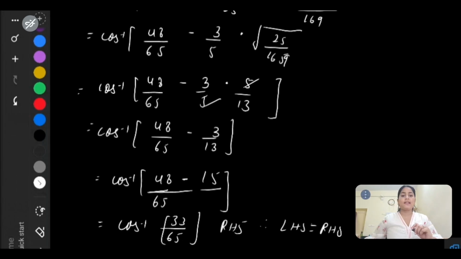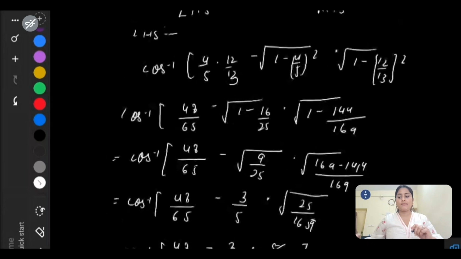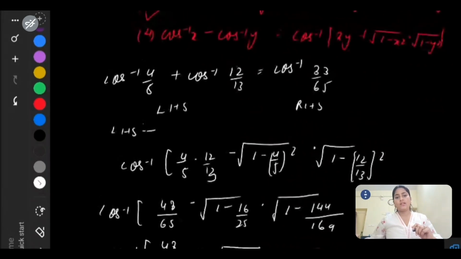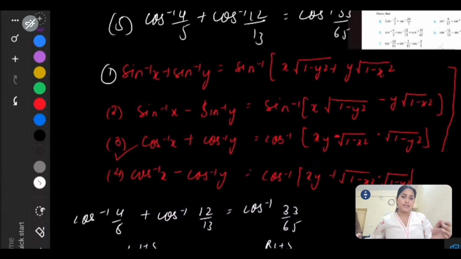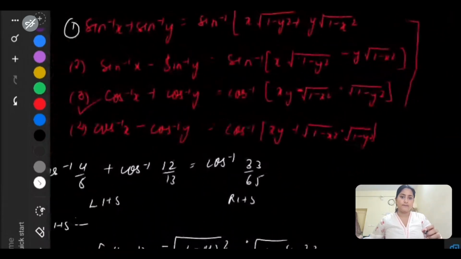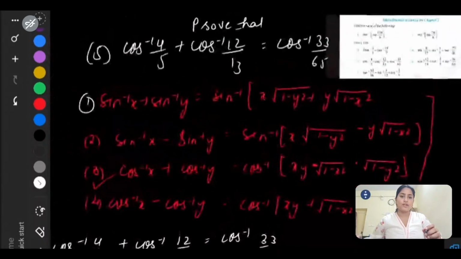Write this whole procedure exactly in the examination for your 12th board, and you'll get marks. Don't forget to mention the formula on the right-hand side. If you want to note it down, note it down.